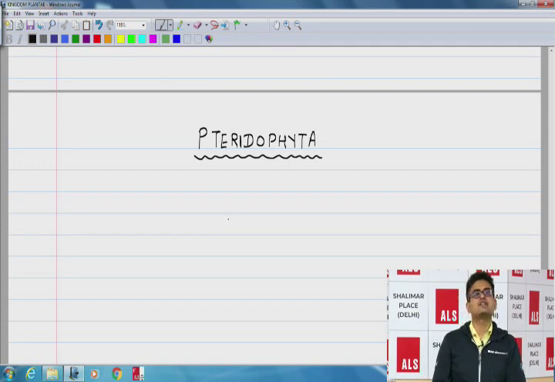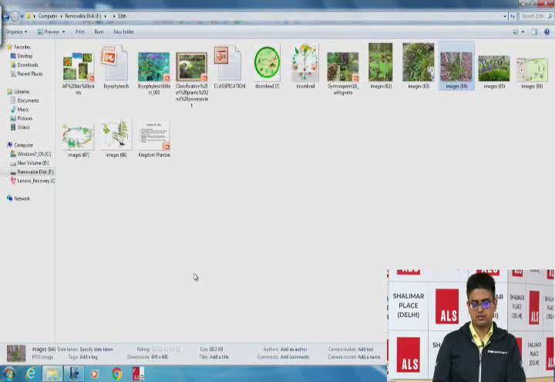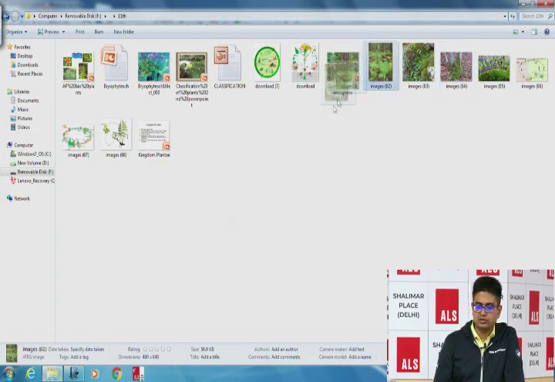So what are pteridophytes? Have you seen pteridophytes? Yes or no? Give me a second. Okay, so is there an issue?